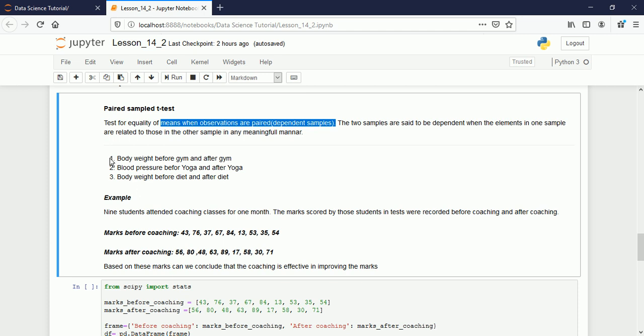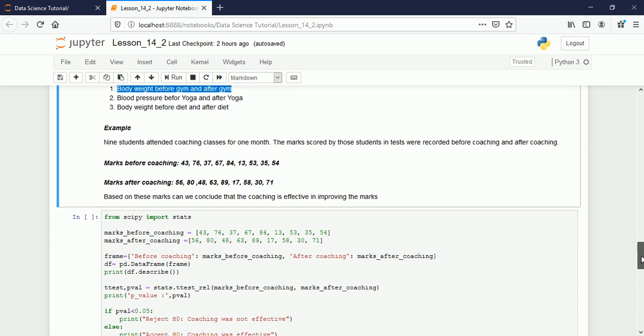Let's see some examples here. For example, body weight before gym and after gym. Before gym and after gym, it relates to each other. We will have to check whether there is some effect or not, whether the weight is increased or decreased. Blood pressure before yoga and after yoga. We will check whether blood pressure is controlled or not controlled. Body weight before diet and after diet. So these samples are dependent on each other.